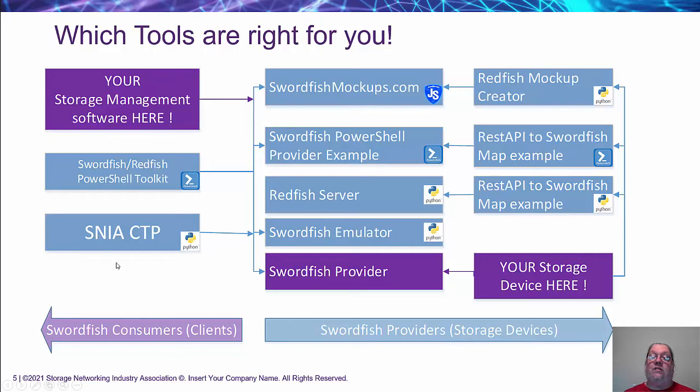And then another client is the SNIA CTP. SNIA CTP uses Swordfish to actually test Swordfish compliance, because the idea is it makes a Swordfish call to your provider, and then your provider returns back the JSON to it, and it checks the JSON against a normative model to make sure it's proper. So the CTP, not only can it get you certified, but it's actually using the protocol itself to do the certification. So there's a lot of tools out there now to really help customers who want to consume Swordfish from a client side or from a provider side.